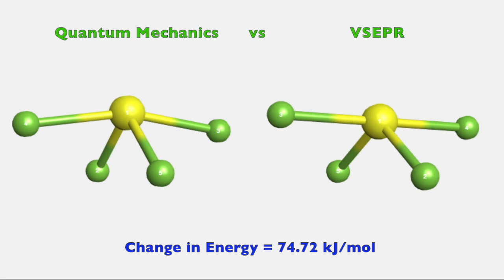The reason the VSEPR model has a lower energy is because this is the ideal structure, and ideal structures are those with the lower energy level. This is not a realistic situation, however, as the repulsion created by the lone pair is not taken into account. Realistically, the quantum mechanical model is what is observed, despite having a higher level of energy.